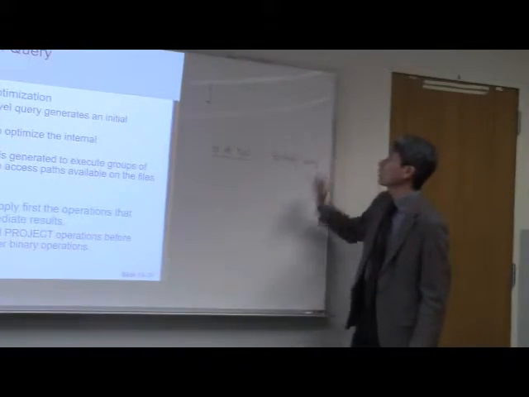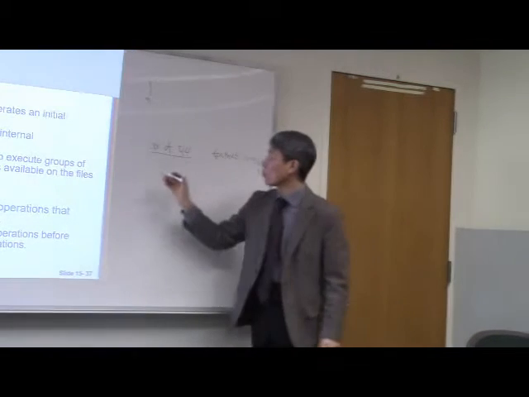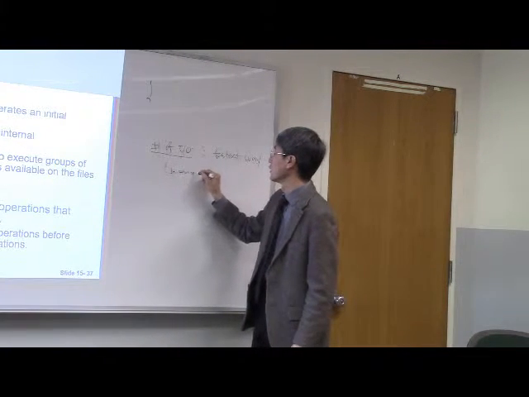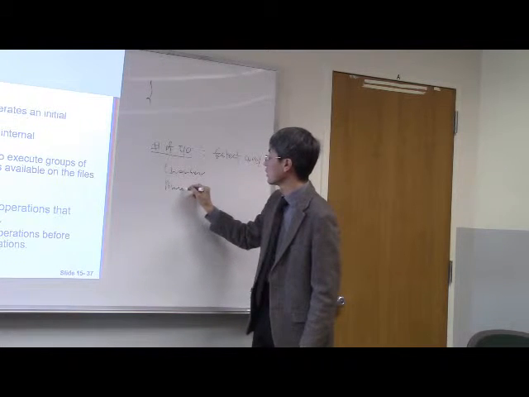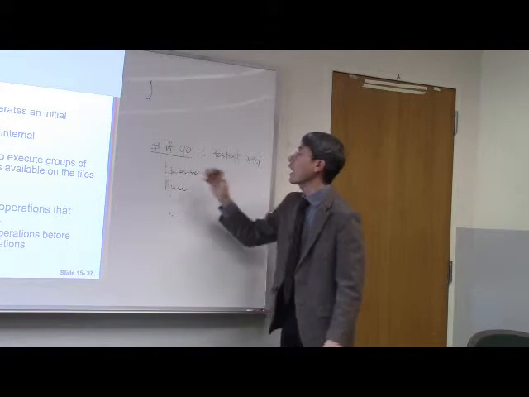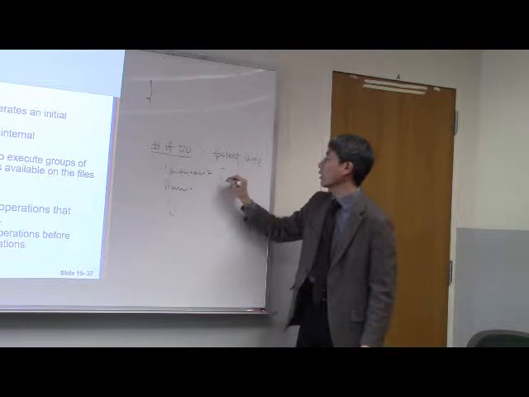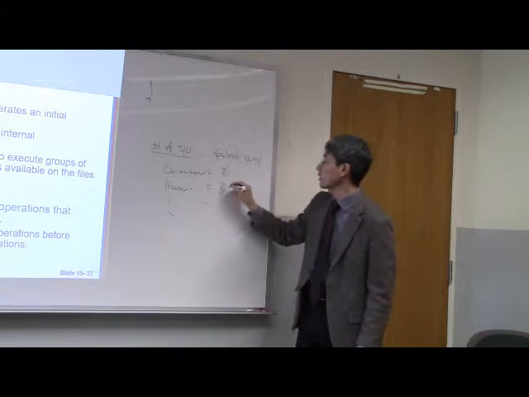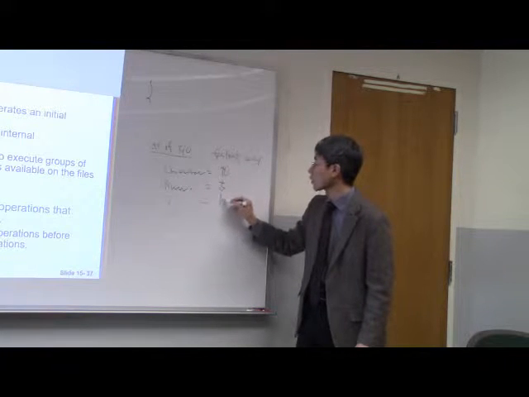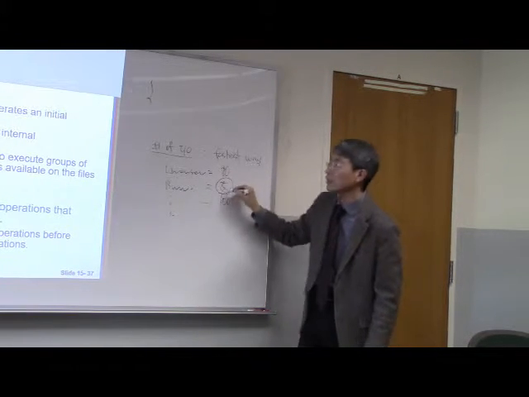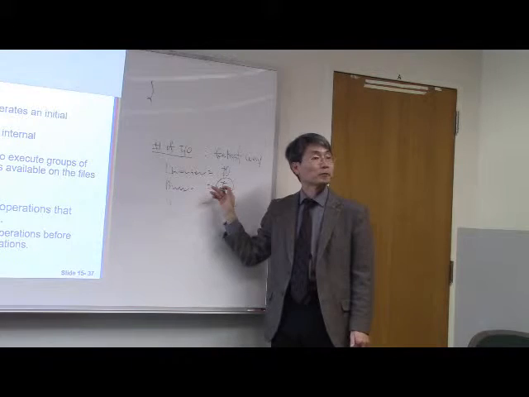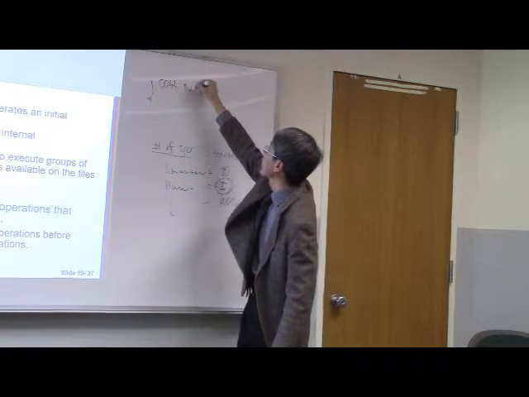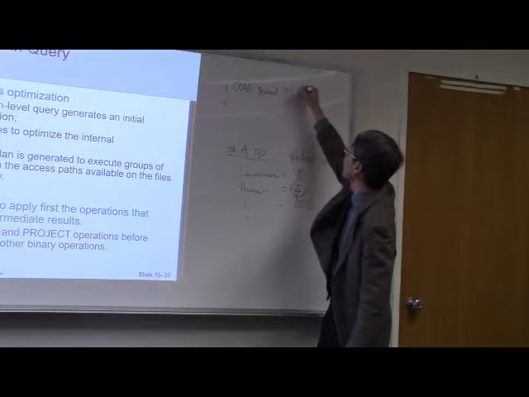Okay? So, for example, we have the linear search and binary search and some other search. We calculate the number of I/O for each. So let's say this is a 10, this is a 5, this is a 1,000. Then we will select this approach. This is called what? Cost-based optimizer.